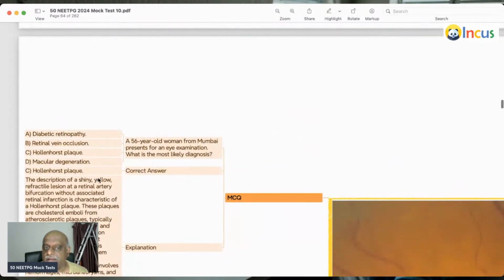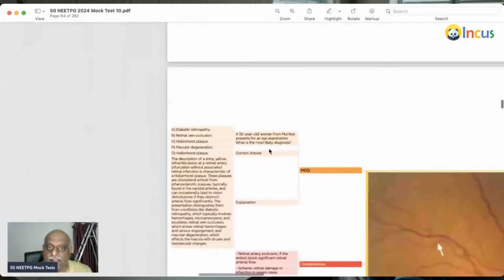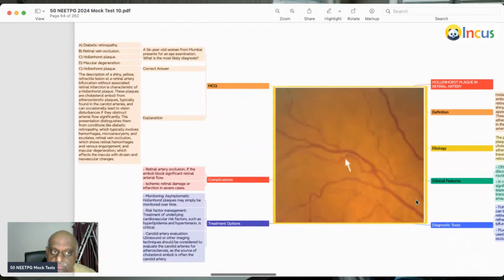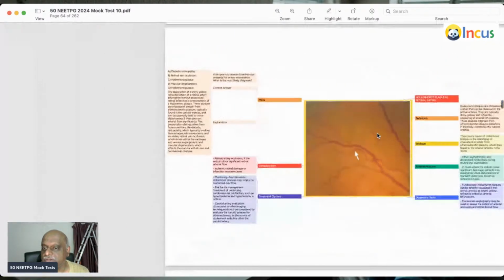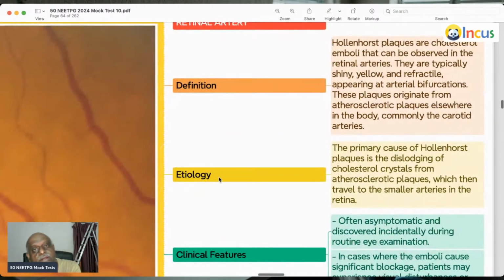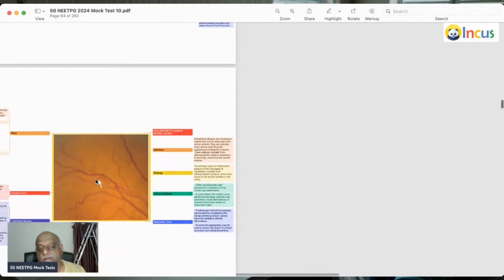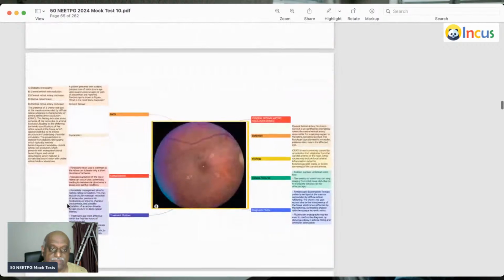Now, a 56-year-old from Mumbai presents for eye examination. So what can you see here, doctor? Hollenhorst plug. What is this called? Hollenhorst plug. They are the cholesterol emboli that are observed in the retinal arteries, and the main cause is the cholesterol crystals from the atherosclerotic plaques which travel through the smaller arteries, is what you need to appreciate.